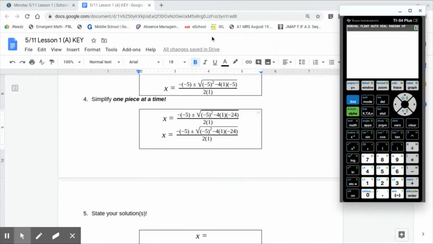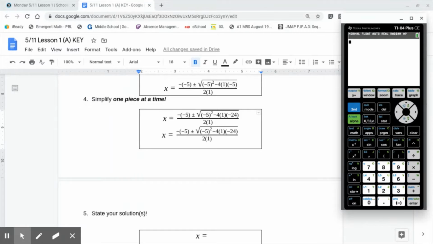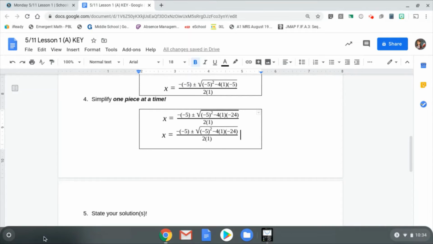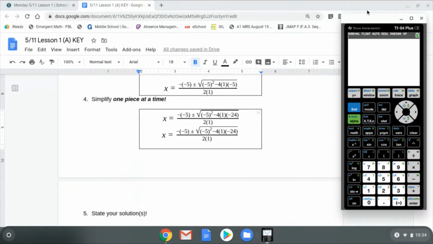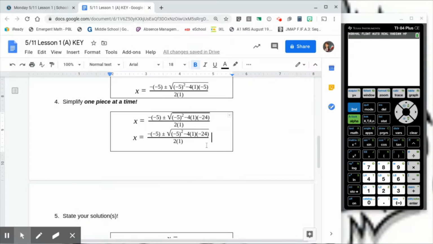And I'm just going to put that off to the side. And actually, let's see if I click on that. Yeah, so I'm going to just adjust my pages. So this -5, when we have a double negative, hopefully you guys know that that turns into a positive.